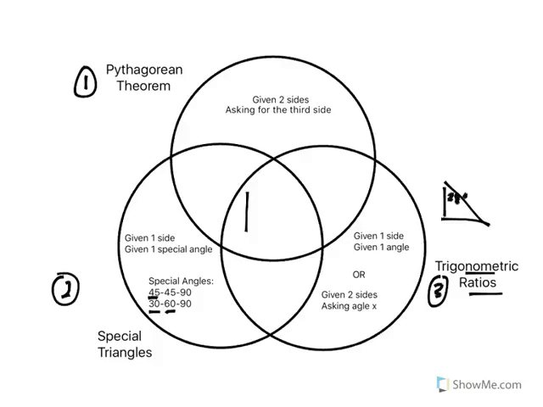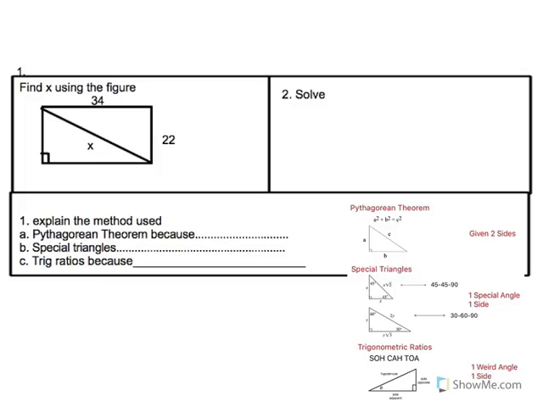And we use trigonometric ratios when we're given one side and one weird angle. So if you're given an angle that's labeled anything other than 30, 45, or 60, let's say the angle is 28 degrees, we know we're going to use trigonometric ratios. And the thing that they all have in common is that you can only solve right triangles with these three strategies. So let's look at the first example.